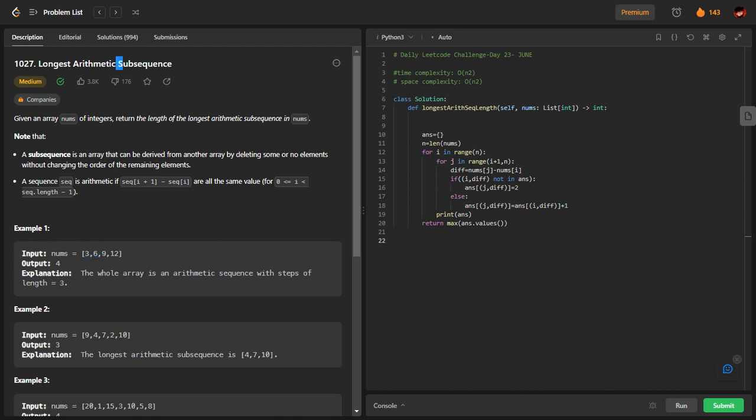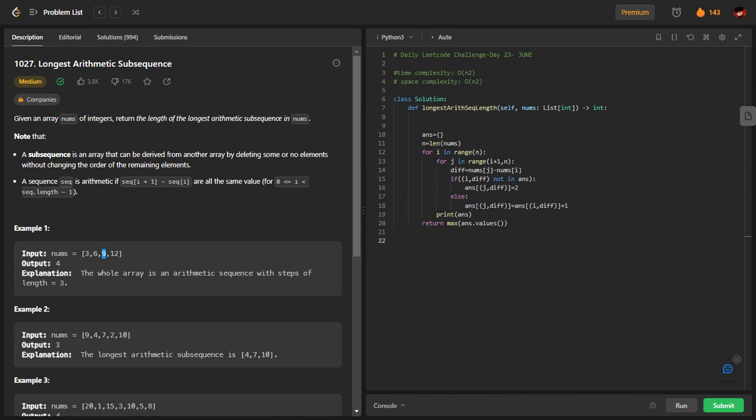So the length doesn't matter here, but it should be a continuous part of the array. That only matters for a subarray. But here we are talking about a subsequence. What is a subsequence? They have given a definition here. A subsequence is an array that can be derived from another array by deleting some elements or no elements without changing the order of the remaining elements. For example, 3, then 9 is a subsequence because it's not a continuous one. We are not taking 3, 6, 9, we are just taking 3 and 9.